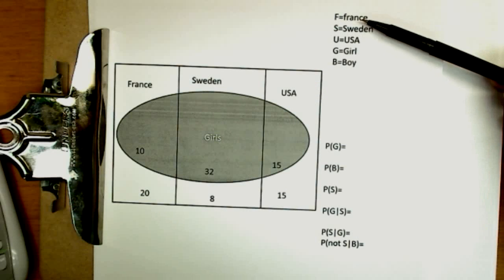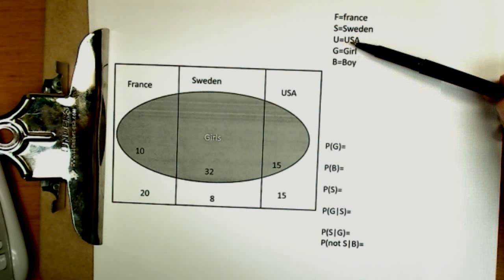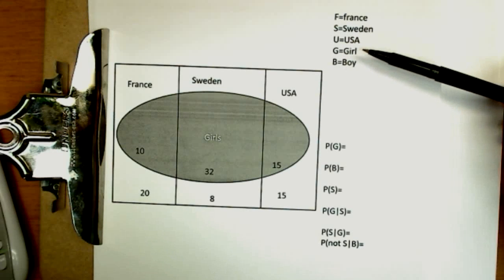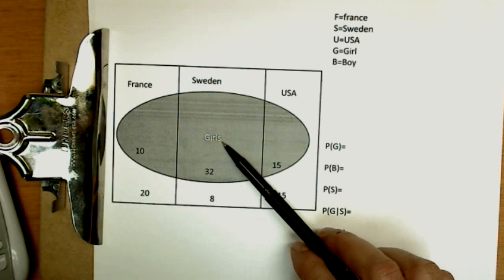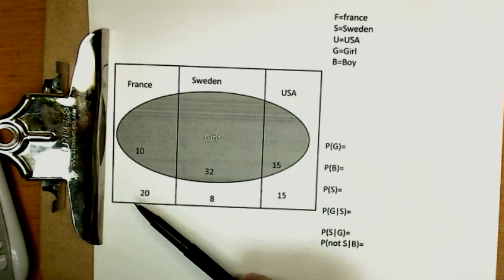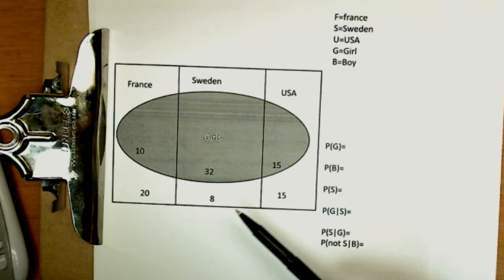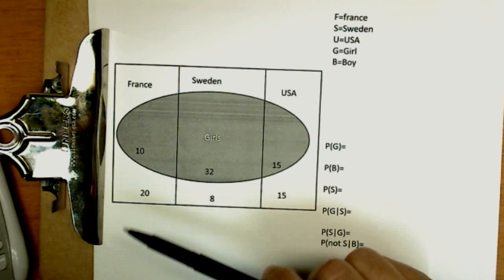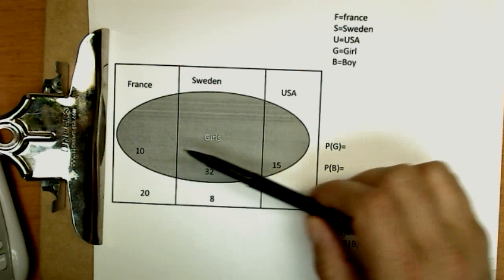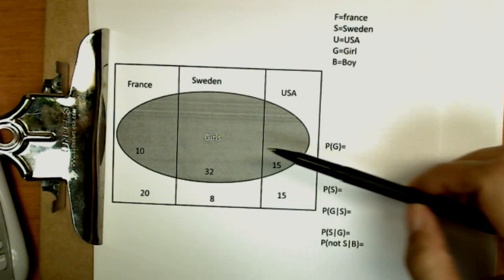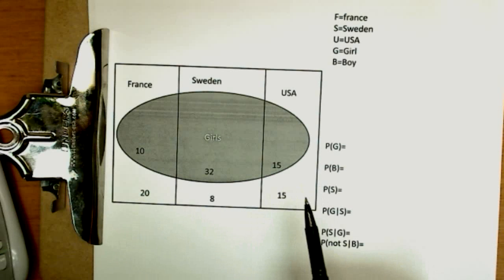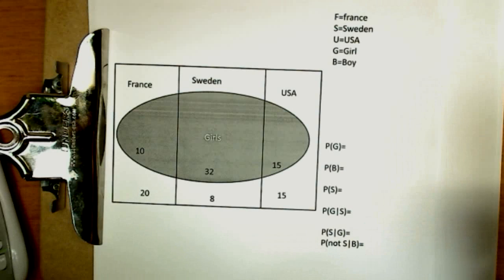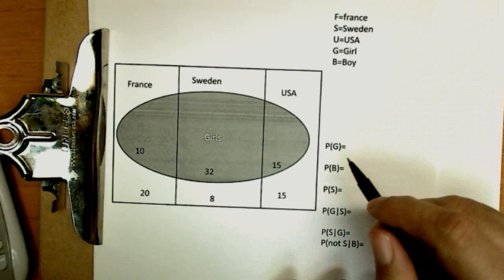I'm going to abbreviate F as France, S as Sweden, U as USA, G as girl, and B as boy, as would be natural. And the dark circle here are the girl students. Outside of the dark circle, the rest of them are boy students, obviously. We'll have no intersex students in this particular example. So we have 20 boys from France, 10 girls, 8 boys from Sweden, 32 girls, 15 and 15 from the US. And that totals to 100, so that'll make the math easy here. It won't always be so simple. You can use a calculator, but for our example, it'll be quite easy.